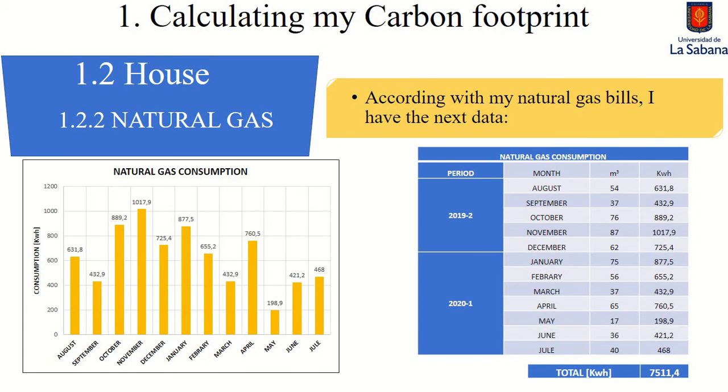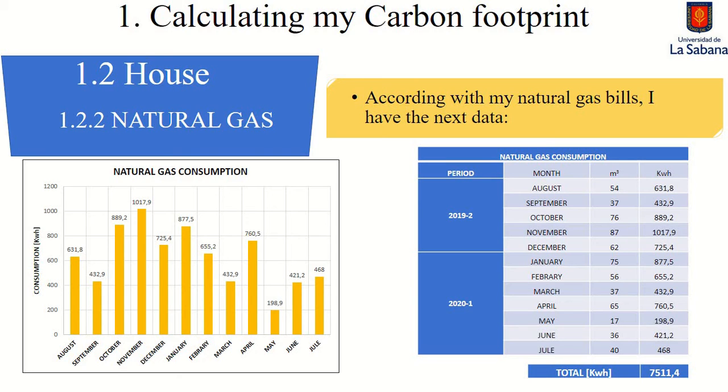In natural gas, according to my natural gas bills, I have the next data. And as we can see, the month with the highest natural gas consumption is November, and the total consumption is equal to 7,511.4. To place the data on the carbon footprint page, it was necessary to find a conversion factor.